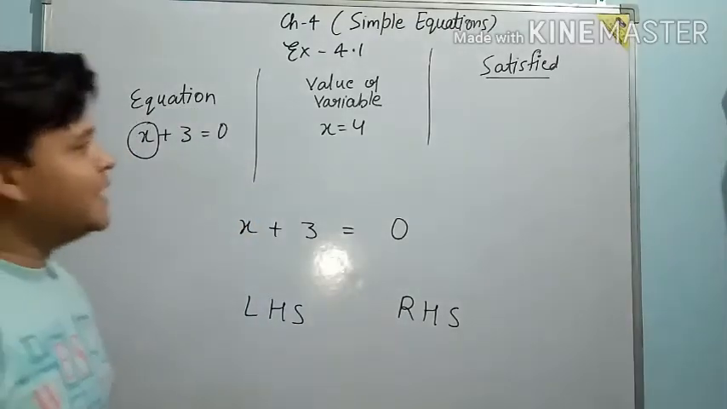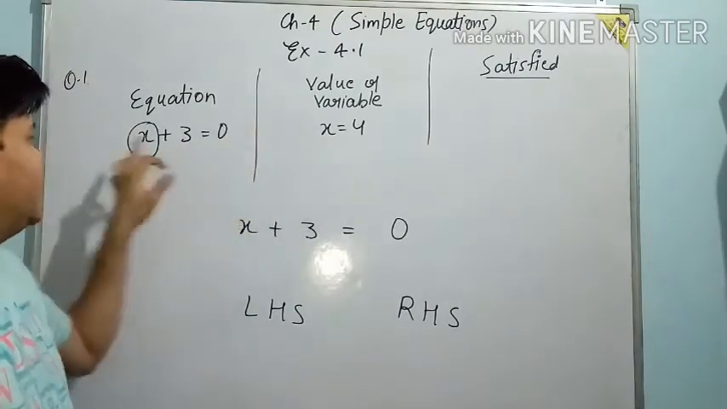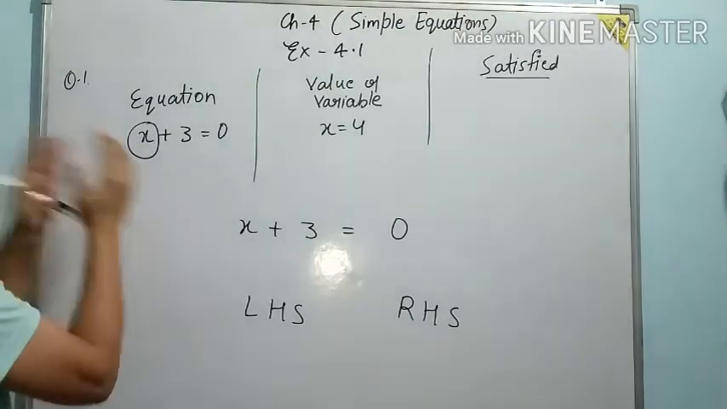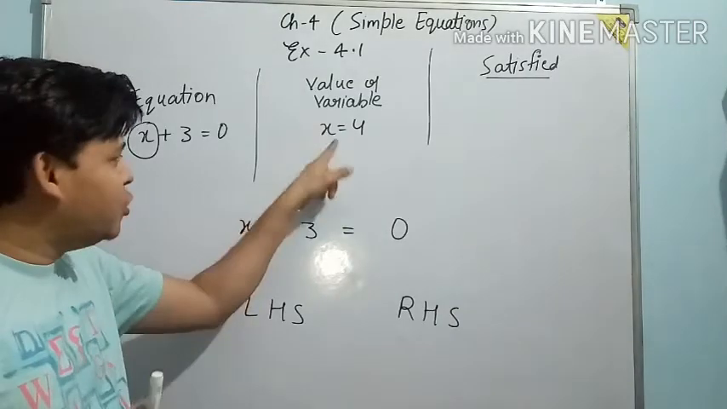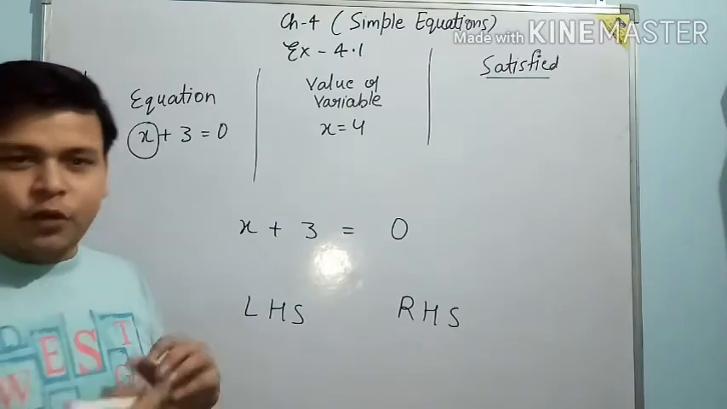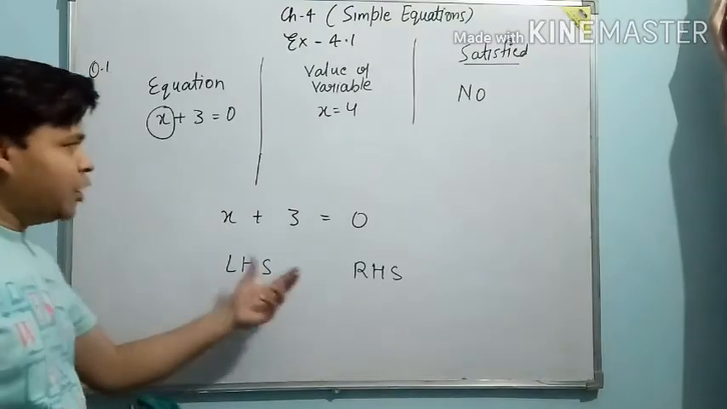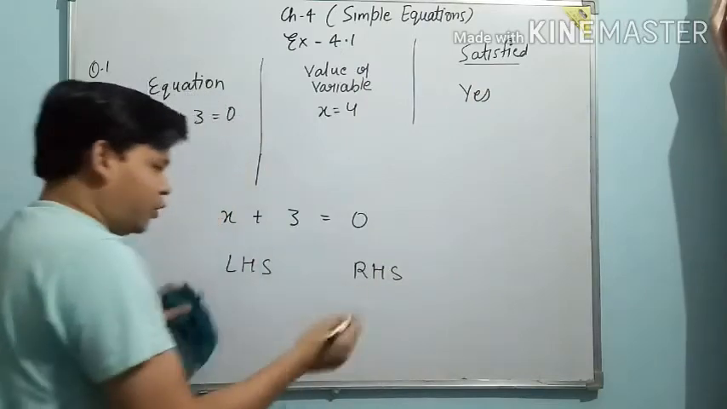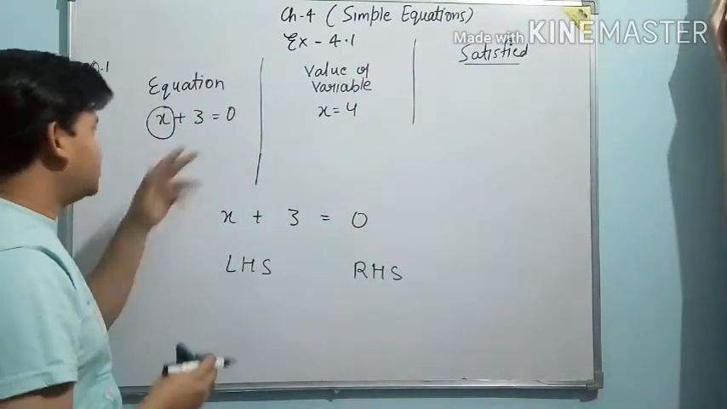So how can we say that any equation is satisfied or not? We will put this value 4 in place of this x, and then we have to check whether the LHS part and the RHS part are equal. हमें ये भी चेक करना है कि इस वैल्यू को पुट करने पर, फिर इसको सॉल्व करने पर whatever we are getting, we have to check whether the LHS and RHS are equal to each other or not. If they are equal, then we will write here yes, and if they are not equal, then we will write no. Okay, so let's perform this example.